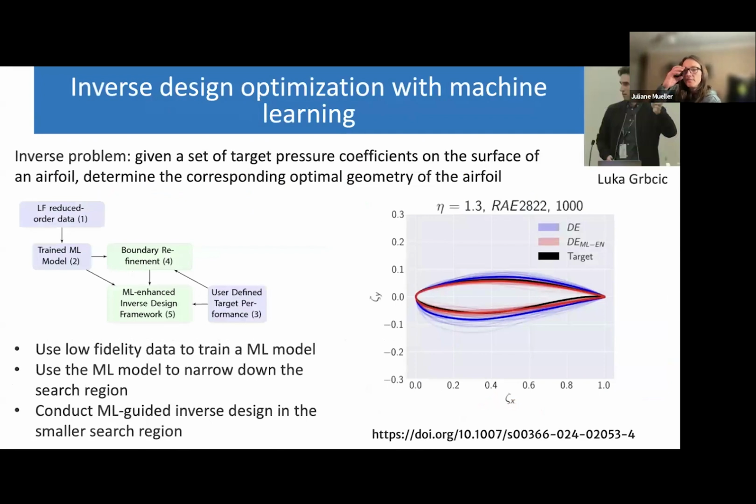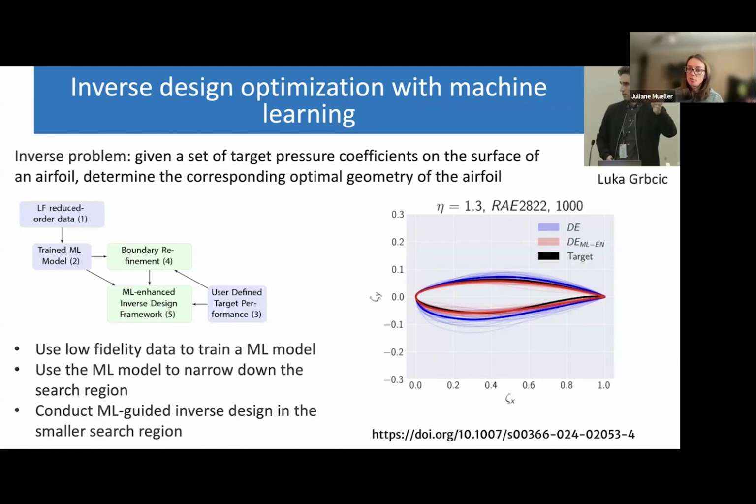And then currently I'm still working with people at Berkeley. So Luca is a postdoc at Berkeley, and here we're working on inverse design using machine learning. So let's say we have an airfoil shown over here, and we have some target pressure coefficients over the whole airfoil that we want to achieve, and we want to find the corresponding optimal geometry of this airfoil. So it's an inverse problem. So right here again, we have high fidelity and low fidelity information.